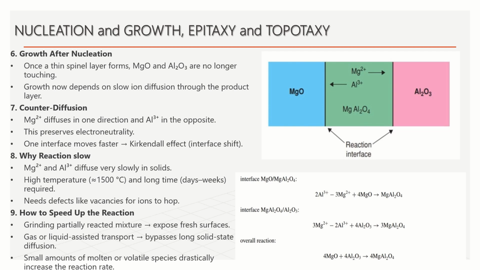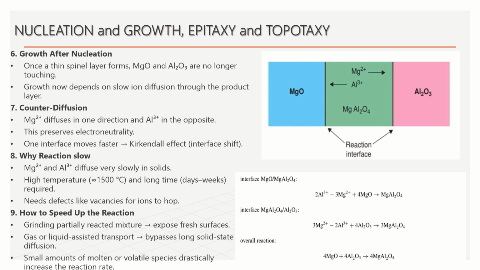Mg2+ ions move away from the MgO side and Al3+ ions move towards it like this. The movement is depicted by the arrows. They must move in such a way that the charge balance is always maintained. For every 3 Mg2+ ions moving in one direction, two aluminium trivalent ions must move in the opposite direction. The chemical equations written in the text describe what is happening at each interface. When we combine both interfaces, the overall reaction becomes 4 MgO plus 4 Al2O3 gives 4 MgAl2O4.